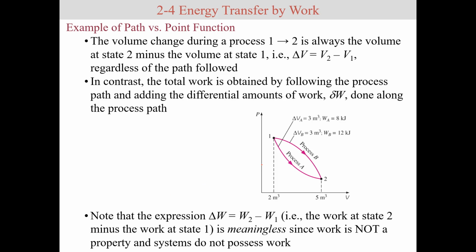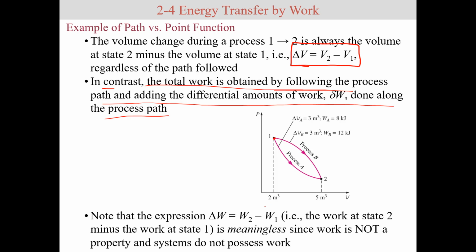Again, this is illustrating what I just went over, but I believe that sometimes repetition is the key to understanding something. All right, reading the first bullet point, the volume change during a process from state 1 to 2 is always the volume at state 2 minus the volume at state 1, regardless of the path followed. Delta V equals V2 minus V1, always and forever. In contrast, the total work is obtained by following the process path and adding the differential amounts of work done along the path. That is how you can find the work, right?